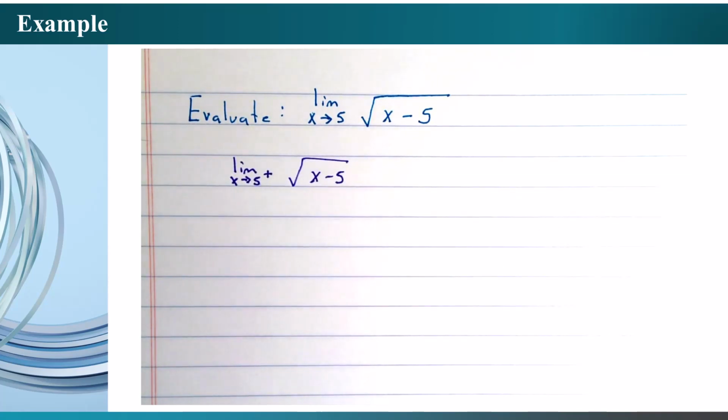Well, if we are approaching 5 from the right, we're talking about values that are just a little bit greater than 5. And we can see that if we put values a little bit greater than 5 in place of x, and they get closer and closer to 5, then the expression under the square root would get closer and closer to 0, and the whole thing would approach 0.